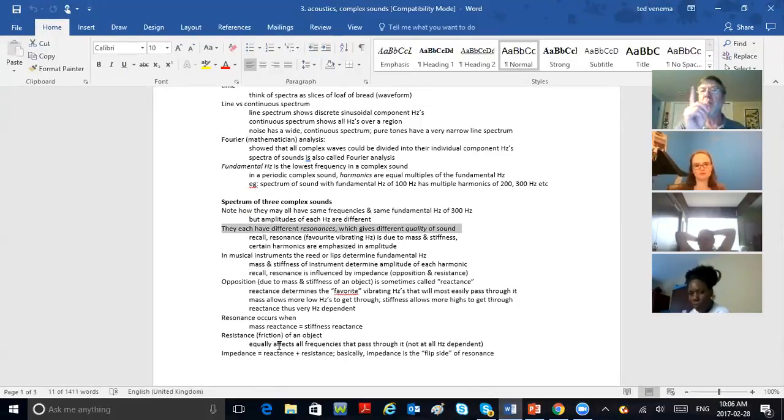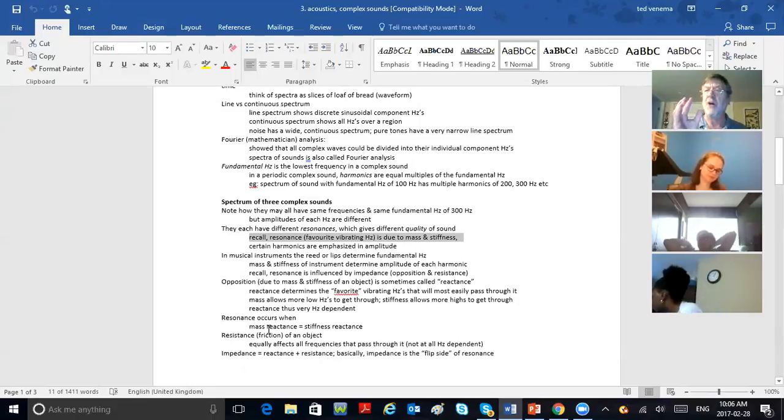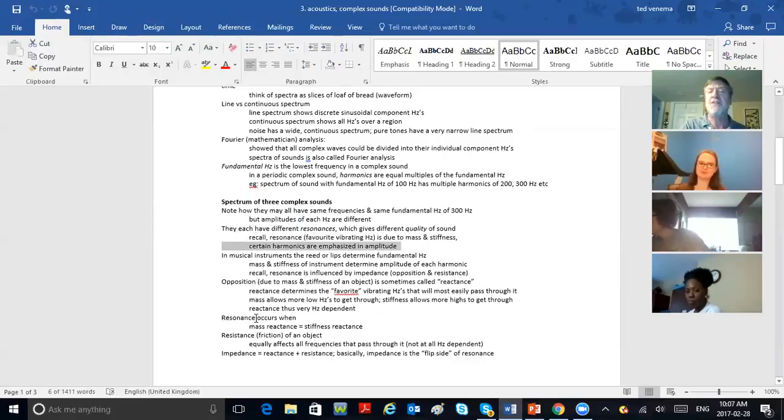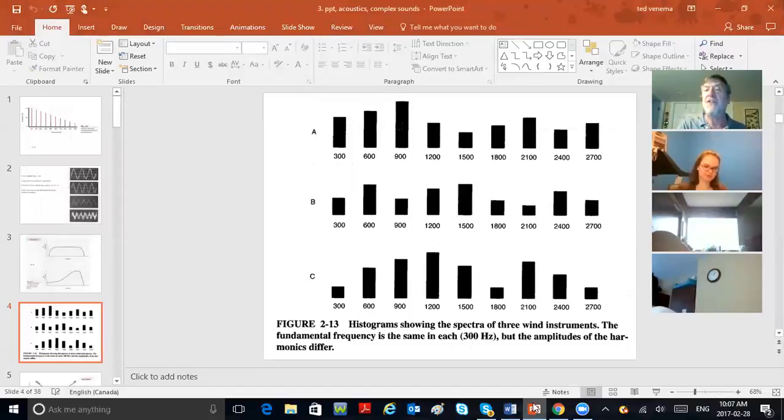Back to Unit 1. Recall, resonance is the favorite vibrating frequency of an object. And resonance hinges on the object's mass and stiffness. It's all about mass and stiffness. Mass resonates with low frequencies. Stiffness resonates with high frequencies. All right? Mass and stiffness. Certain harmonics will therefore be emphasized in amplitude. And the harmonics that are emphasized are the resonances.